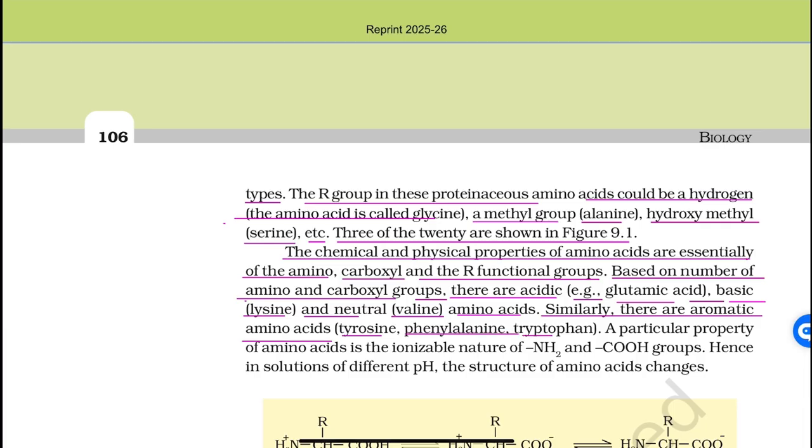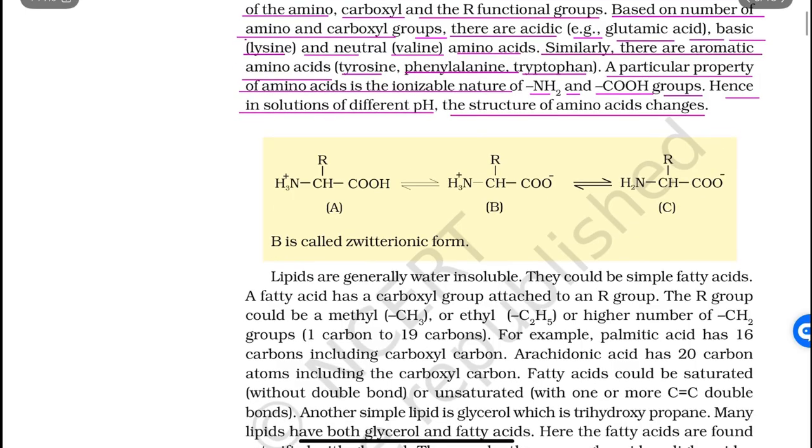tyrosine, phenylalanine, tryptophan. A particular property of amino acids is the ionizable nature of the NH2 and COOH groups. Hence, in solution of different pH, the structure of amino acids changes. Like here, B is called the zwitterionic form. This is the CH.